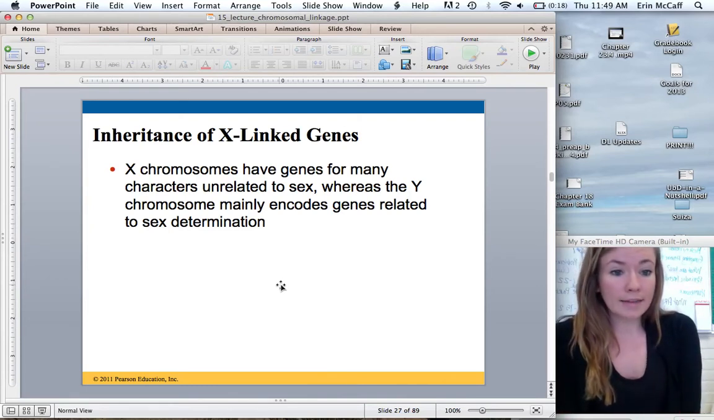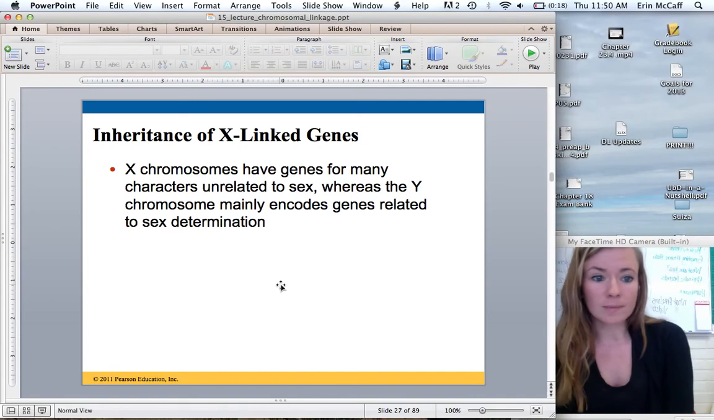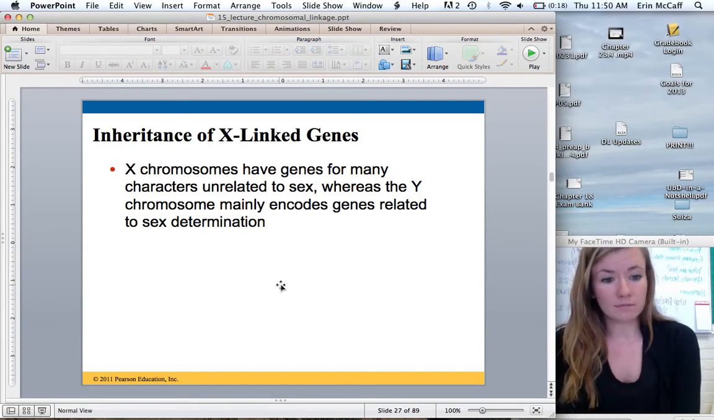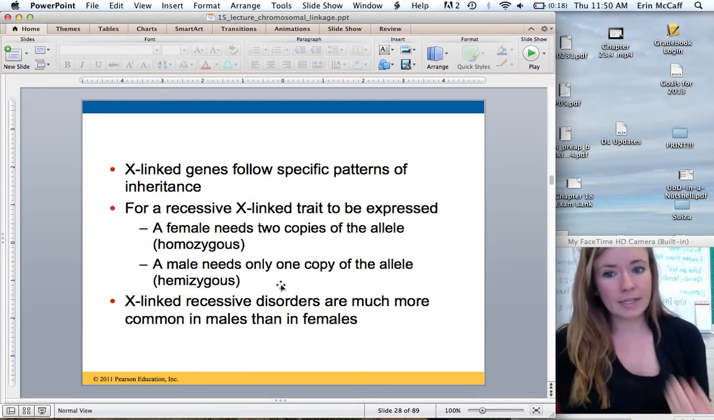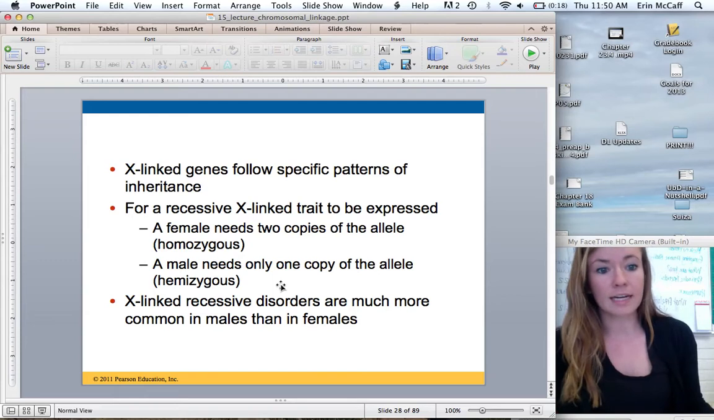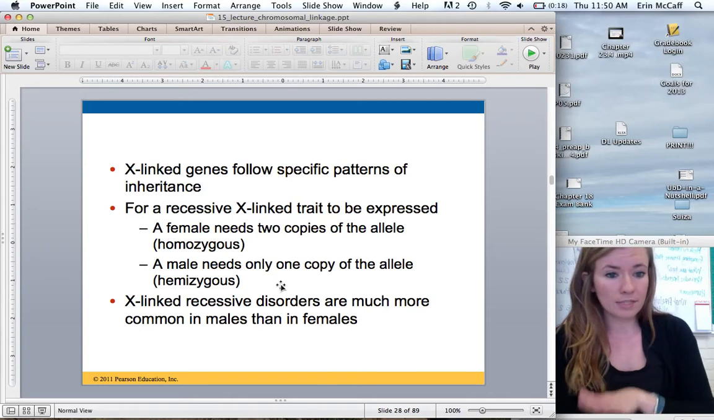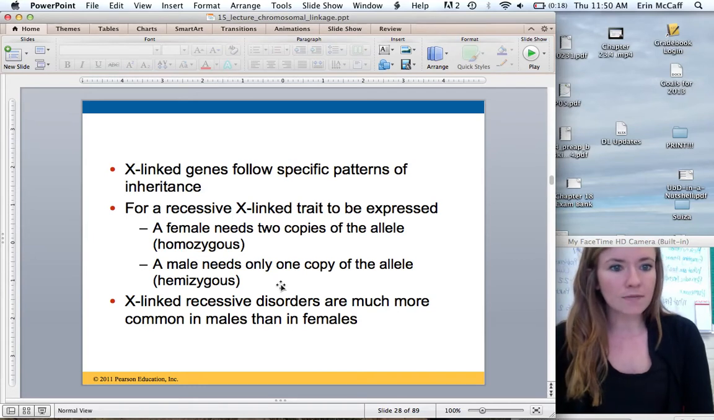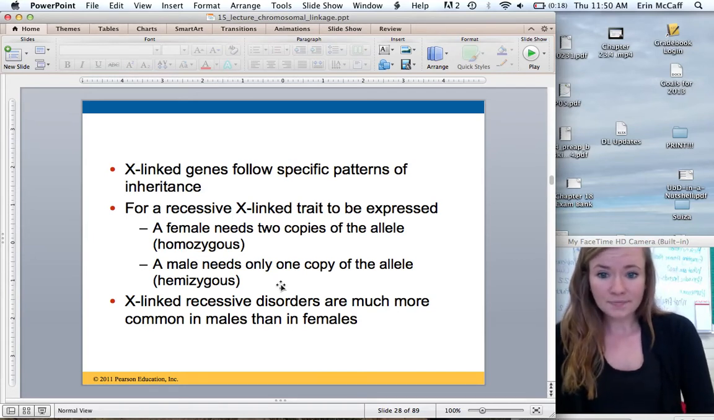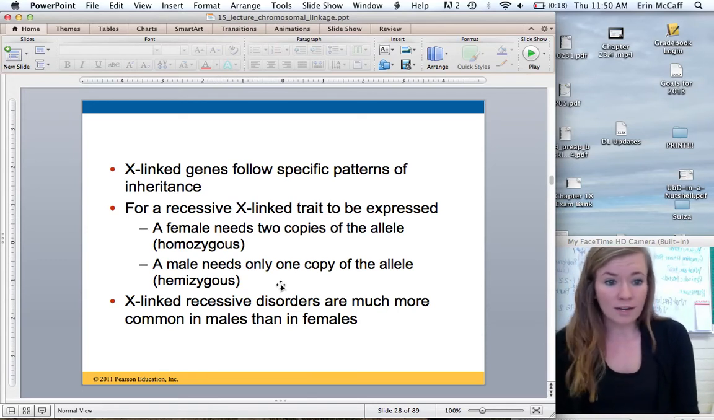So, like I said, the X chromosome has a lot of genes that aren't really related to gender, like baldness is on the X chromosome, colorblindness is on the X chromosome, but the Y chromosome has a lot more sex determination traits on it. And X-related genes follow a very specific pattern of inheritance. We talked about this already, but basically, a female, if there's an X-related trait, the female needs 2 copies. They need to be homozygous for it to be expressed, because if they have a dominant copy, it's not going to show up. A male only needs 1 copy, because if you have 1 recessive trait, there's no dominant to cover it up, and you're going to see it.